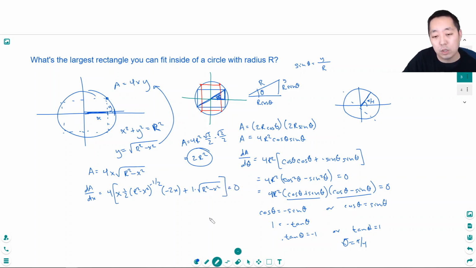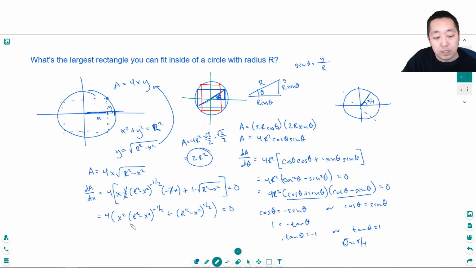See, this has become a little more complicated, in my opinion, than this solution, but this is fine. Let's see, this 2 cancels with that 1/2, so this is equal to 4 times, let's see, x squared. I'm going to put everything in exponential notation. So it's x squared times r squared minus x squared to the negative 1/2 plus r squared minus x squared to the positive 1/2 equals 0. So really I just need this inside to be 0 because this 4 doesn't really matter. I can divide by 4 and get rid of it.